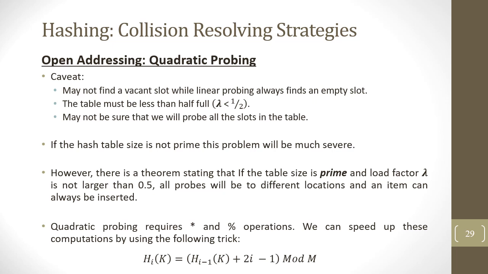Quadratic probing requires the multiplying operation and the mod operation. We can speed up these computations by using the following trick. Instead of using the multiplying and mod operations, we can always reuse the previous hash value that we have taken of the probe, plus 2i minus 1, and we take mod of that. It will give you the next value of the key.